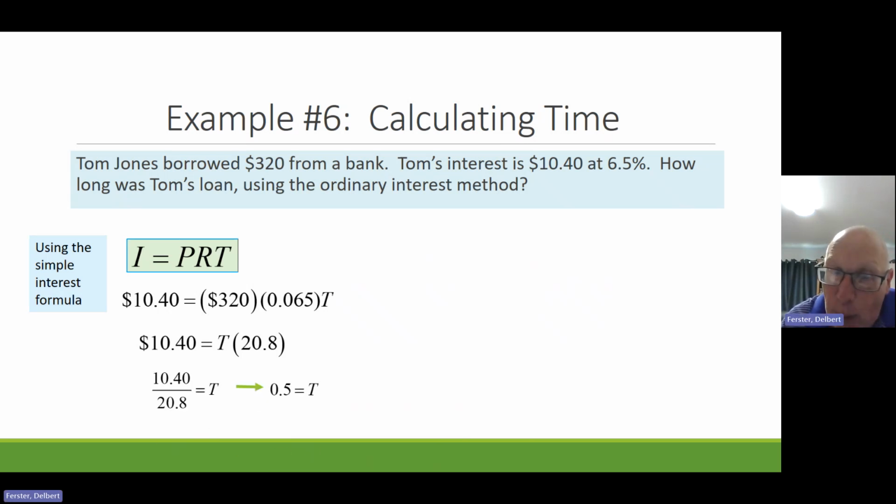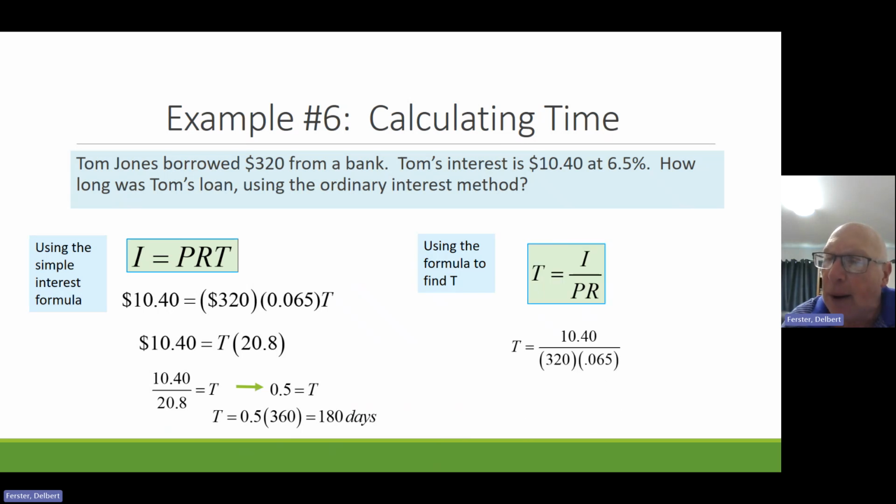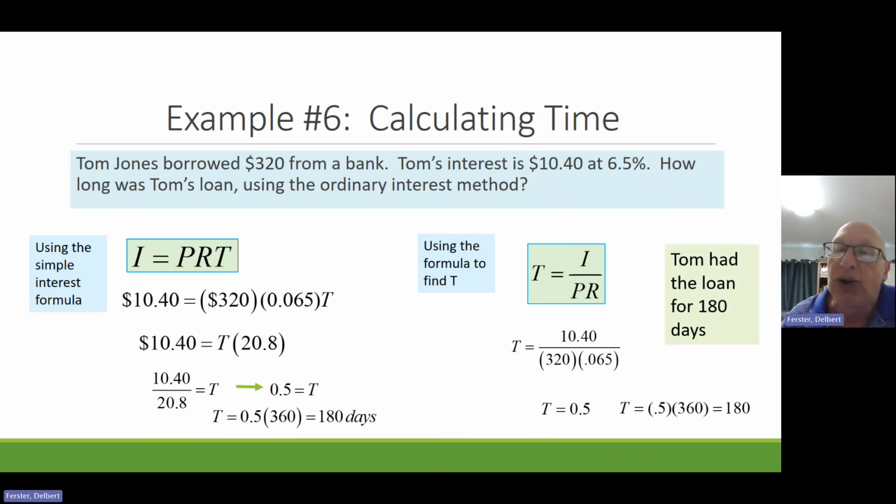Now that's in decimal parts of years. So to convert it to days, we're going to take that decimal and multiply by 360 if it says ordinary interest, which it does this time. Had it said exact, we would multiply by 365 and round to the nearest whole day. So we get a clean answer of 180 days. If you like the formula, you're going to see a very similar look. Same value coming up as a decimal, same multiply by 360, and 180 days. So the loan was in play for 180 days on number 6.